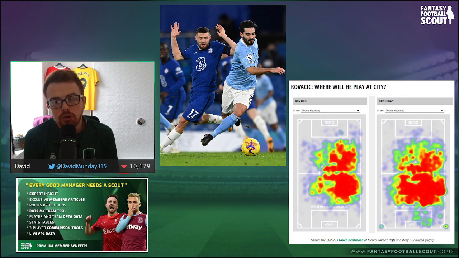So we've still got a massive chunk of touches on the left-hand side of midfield. There's also quite a massive chunk in the middle and stretching out just tentatively onto the right-hand side. There are also some touches in his own half, but it's considerably less for Gundogan. And where it looks like he's missing some red that Kovacic has in the defensive third, he's really got the equivalent of that in the penalty box at the other end.